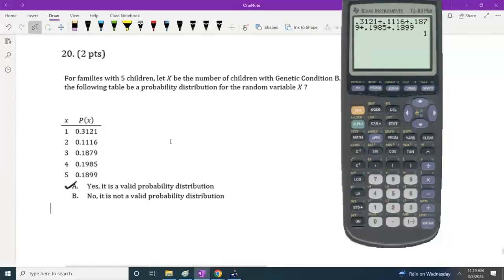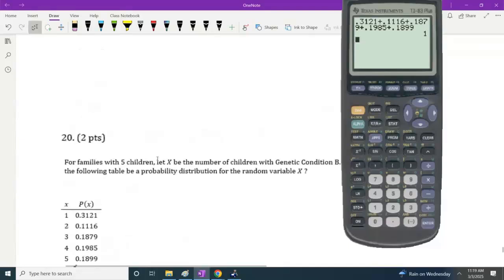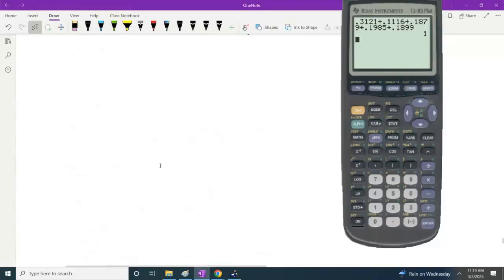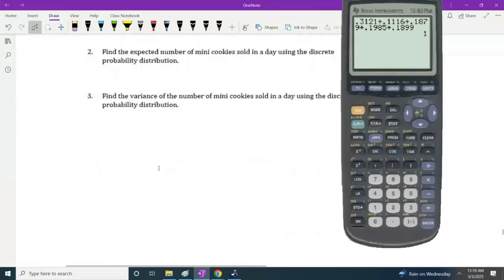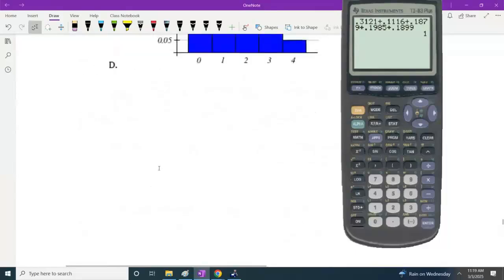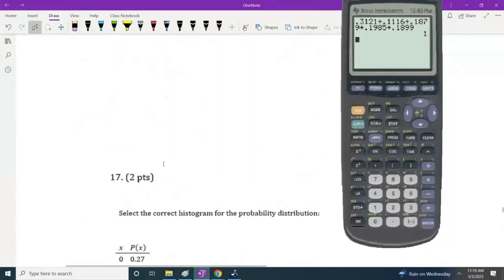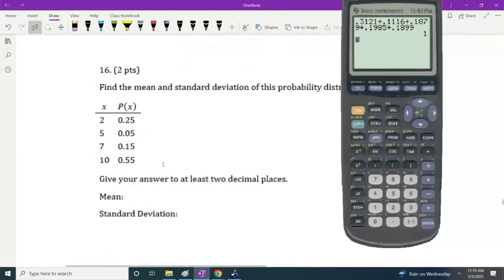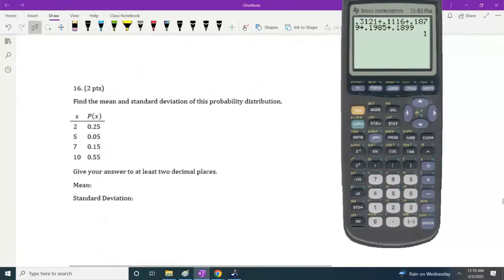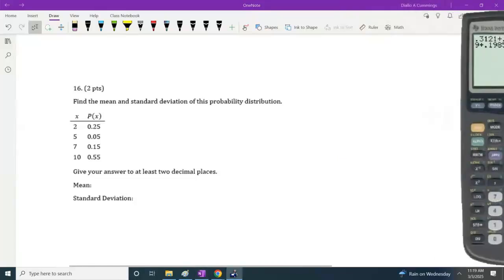On this same sheet, I want to look at problem number 16. All of these things have something to do with probability distributions. Here is problem number 16.